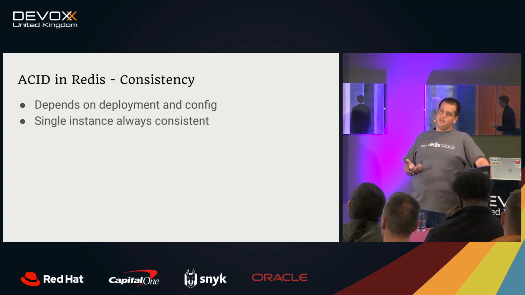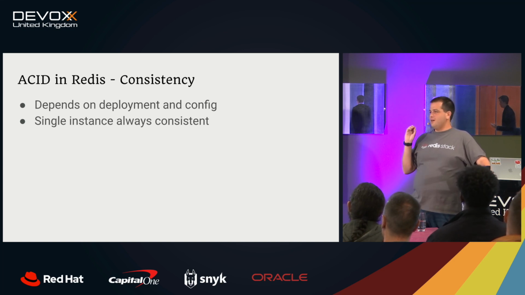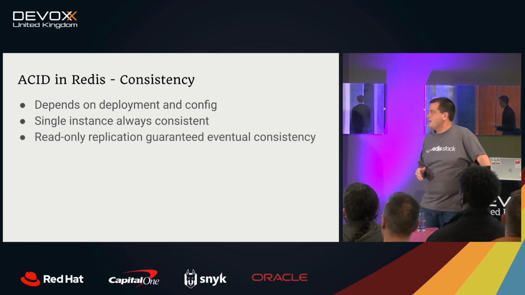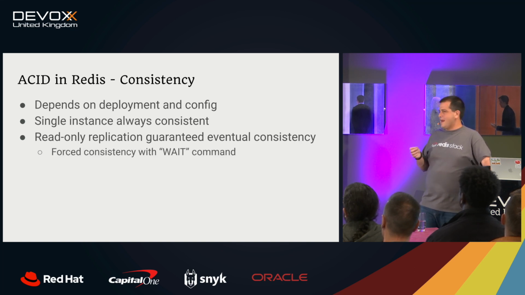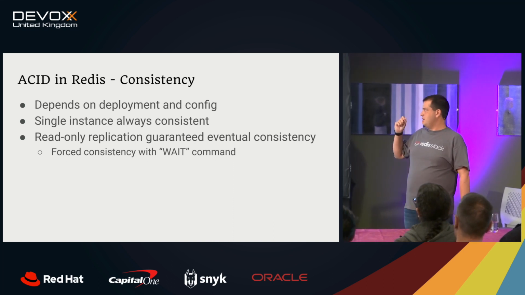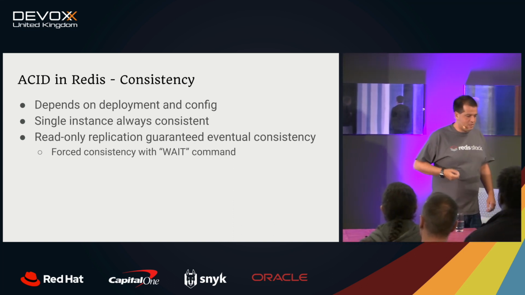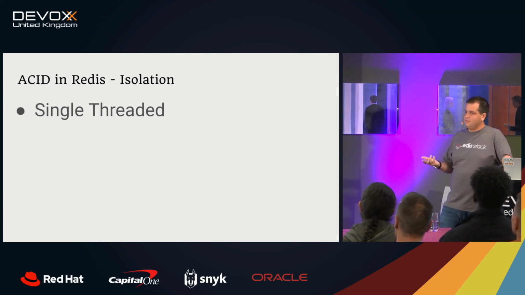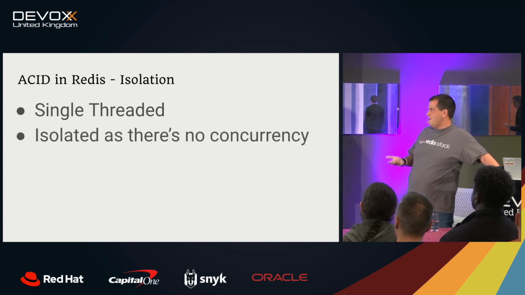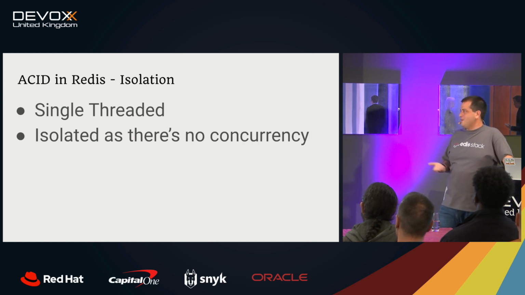A single instance of Redis: if you're just running one, we kind of joke that your Redis instance is perfectly atomic, consistent, isolated, and durable all at the same time. But for single instances, they're always consistent. If you have read-only replication, you're guaranteed eventual consistency. And you can actually enforce strong consistency by using the WAIT command after a particular set of commands that you issue against it. And so far as isolation is concerned, well, Redis is single-threaded, so there's not really anything else that's going to be able to run concurrently with any command that you issue. So it's isolated, so there's no concurrency.